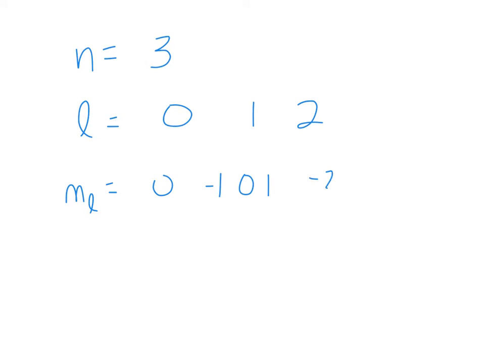If n equals 3, what are the values for L? 0, 1, or 2. What are the values for ML if L is 0? 0. For 1? -1, 0, and 1. And then -2, -1, 0, 1, and 2.